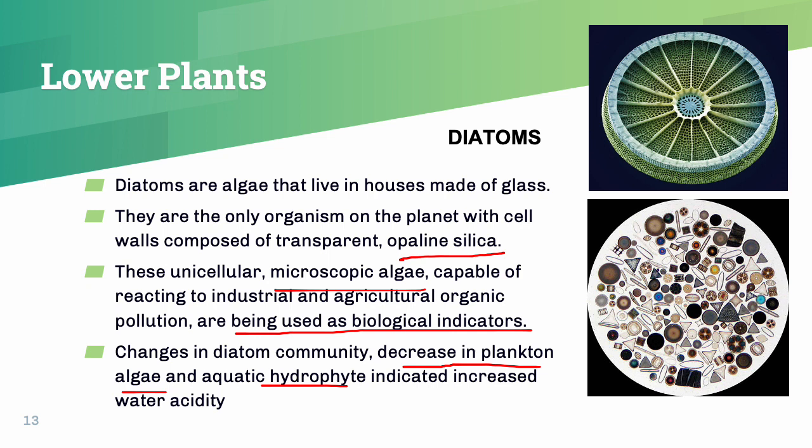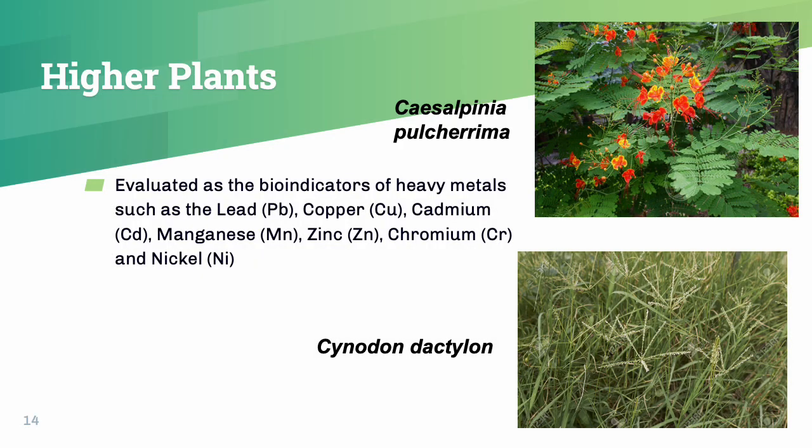So, kapag kasi itong mga to is na-introduce sa acid, of course, ayaw nila ang acidic environment, that's why mawawala sila. So, kapag nag-decrease ang kanilang numbers or nag-decrease yung kanilang population, maaaring yung quality of water is mataas yung acidity niya. Okay? Now, let's talk about the higher plants.